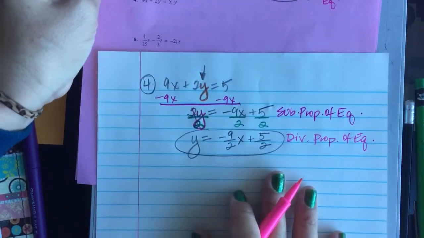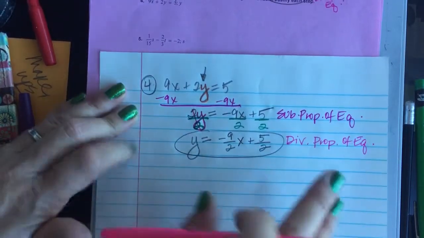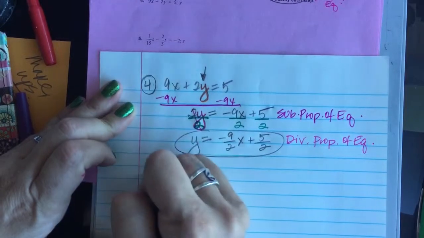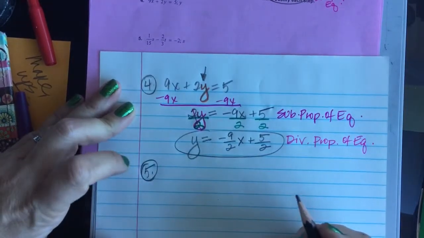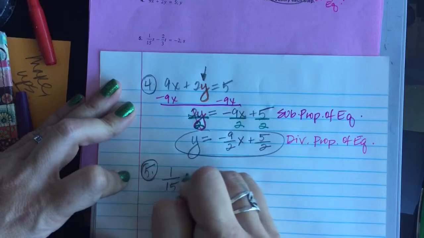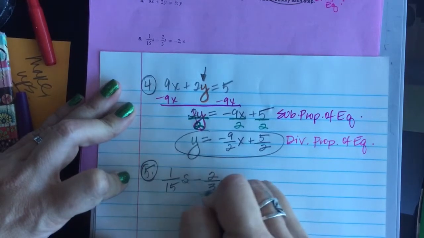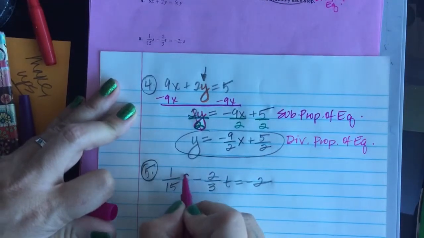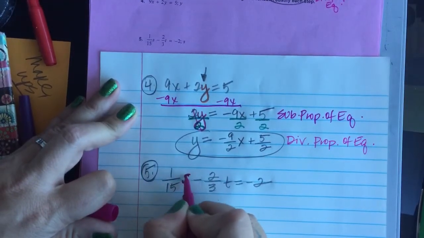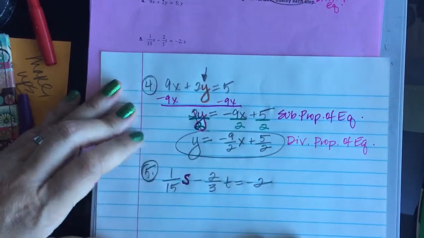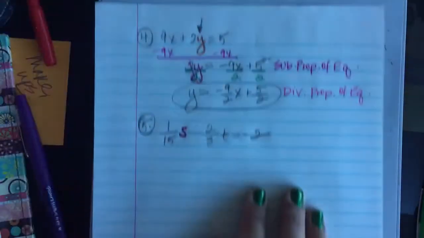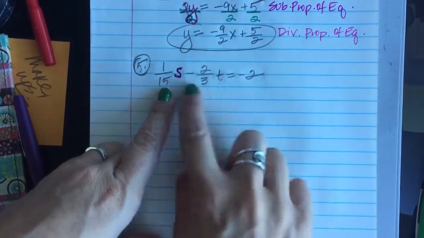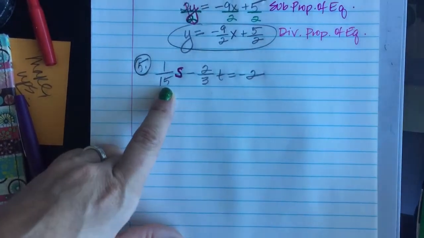Now, number 5 looks a little bit more complicated because of the fractions, but I like that this is an example I can do in front of you, so you have a fraction problem to refer back to. 1/15 s minus 2/3 t equals negative 2, and I have to get s all by itself. So what would I do first to get s all by itself on the left-hand side there? What can come away from the 1/15 s?